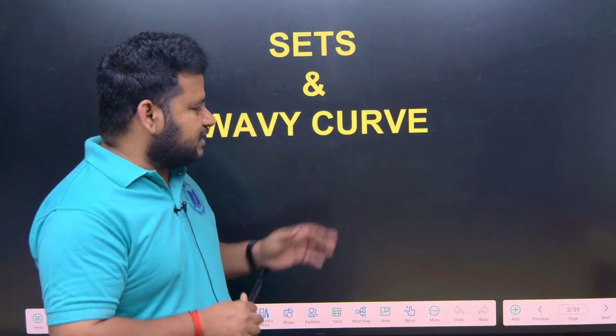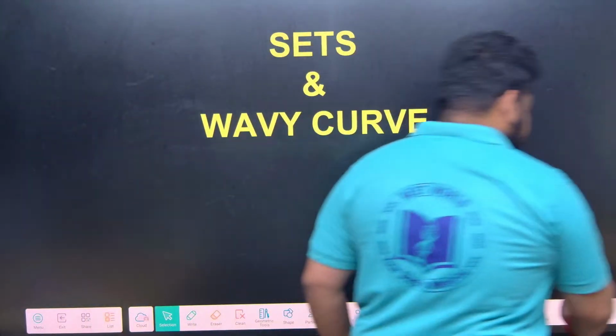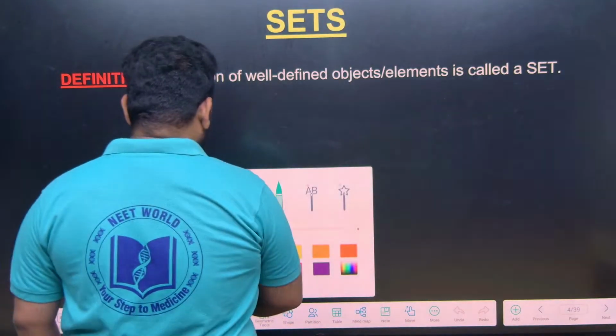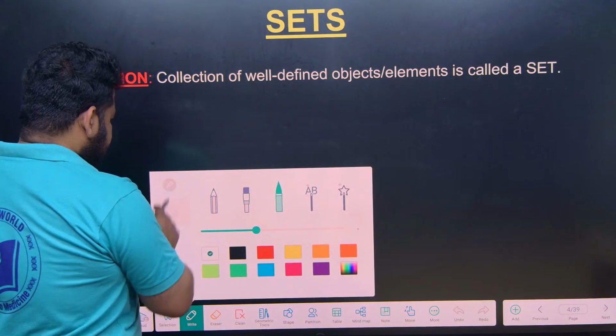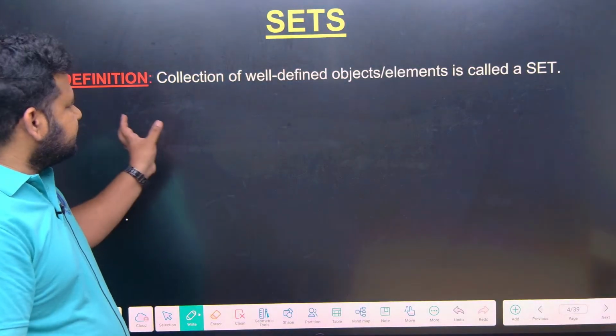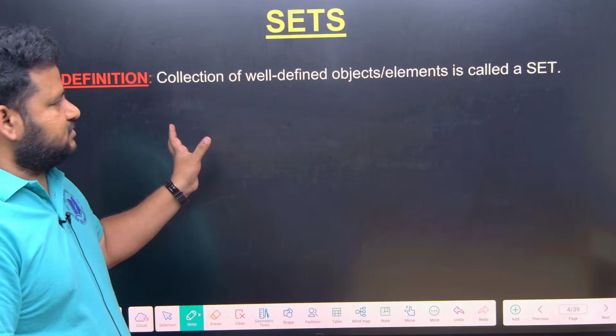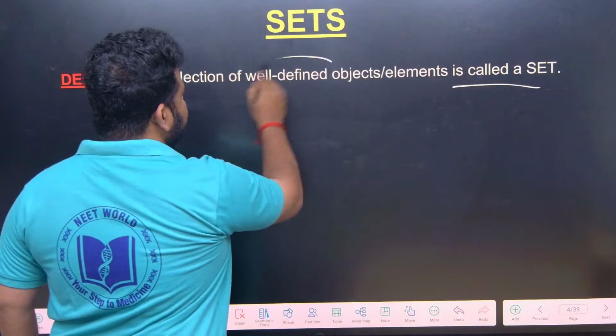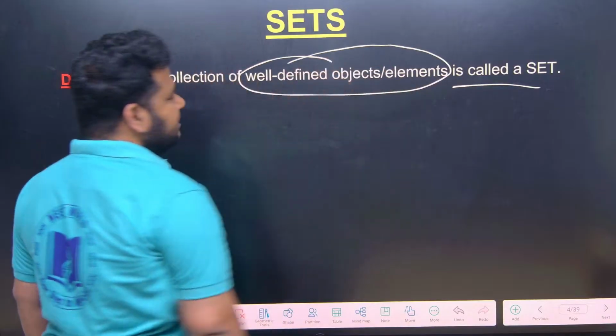So, today let us start with sets. Friends, see here, sets means a collection of well defined objects or elements. A collection of well defined objects or elements is called a set.